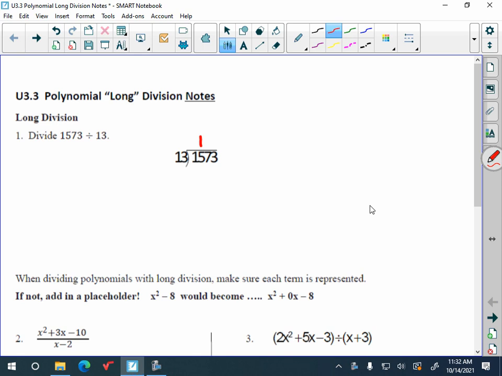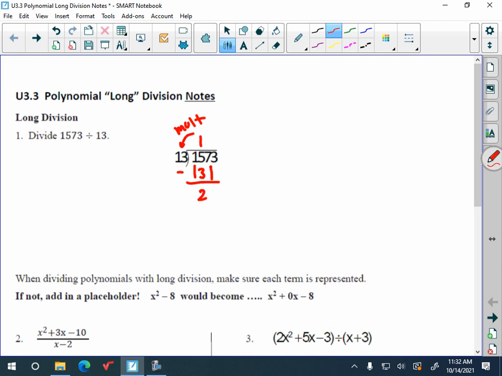We're going to take that number that we put on top. Right now it's a number, but it's going to be a variable later on. We're going to multiply these two together, and that's what goes underneath. Okay, 1 times 13 is 13. Then we're going to draw a line, and we subtract, right? Remember subtracting? So that would give us 2.